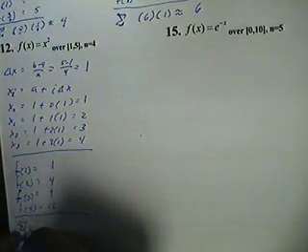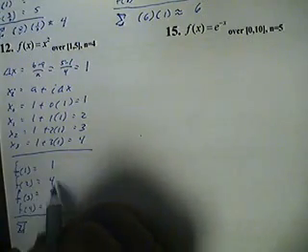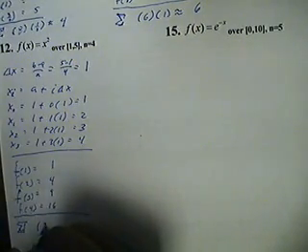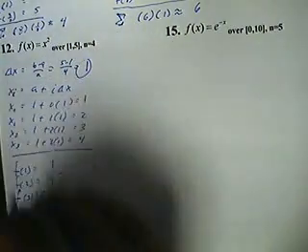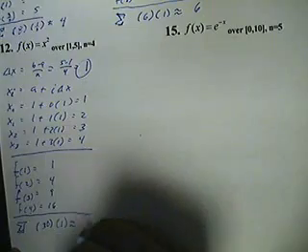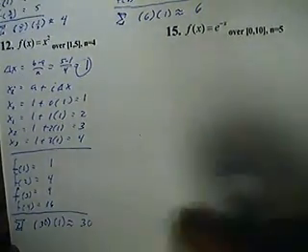And now the sum of all those heights will be 20 plus 10, which is 30, times the width, which will be delta x, which is 1. So approximately 30 square units.